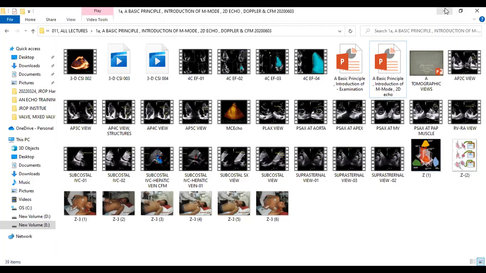So this is how the linear broadband multiplanar phase array transducer looks. You can see the volume of blood, which is in diastole as well as systole. This is a 3 dimensions phase array transducer.